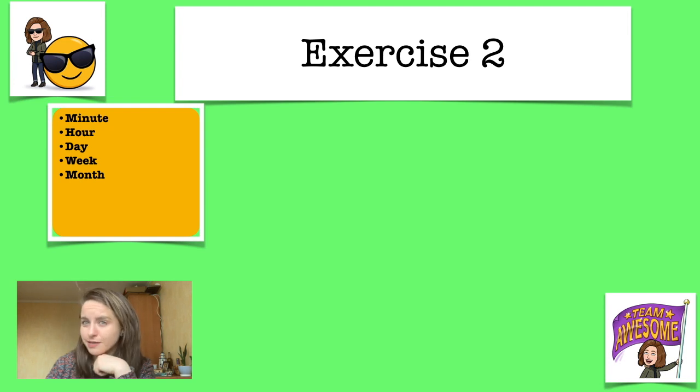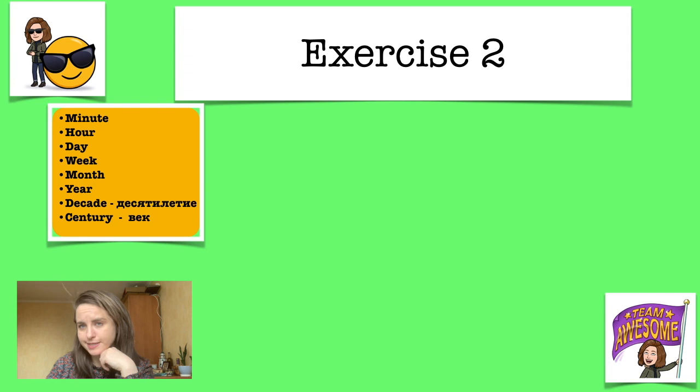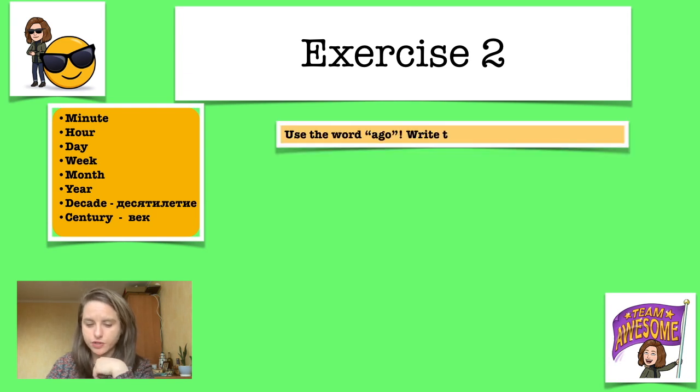All of them, всех. Okay? All of them go in your notebook. And we have 2 new words, decade and century. Okay? Decade is десятилетие, and century is век. Alright? Write all these words in your notebook now. Next, we are going to use the word ago. Okay? Write this exercise in your notebook also.